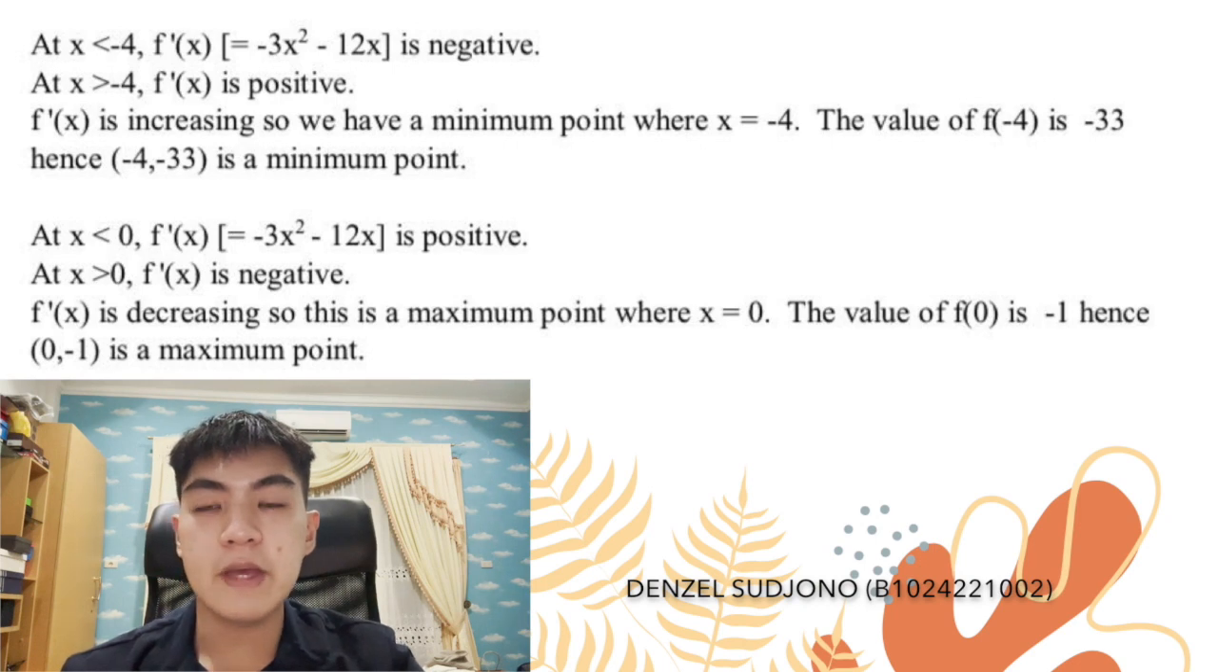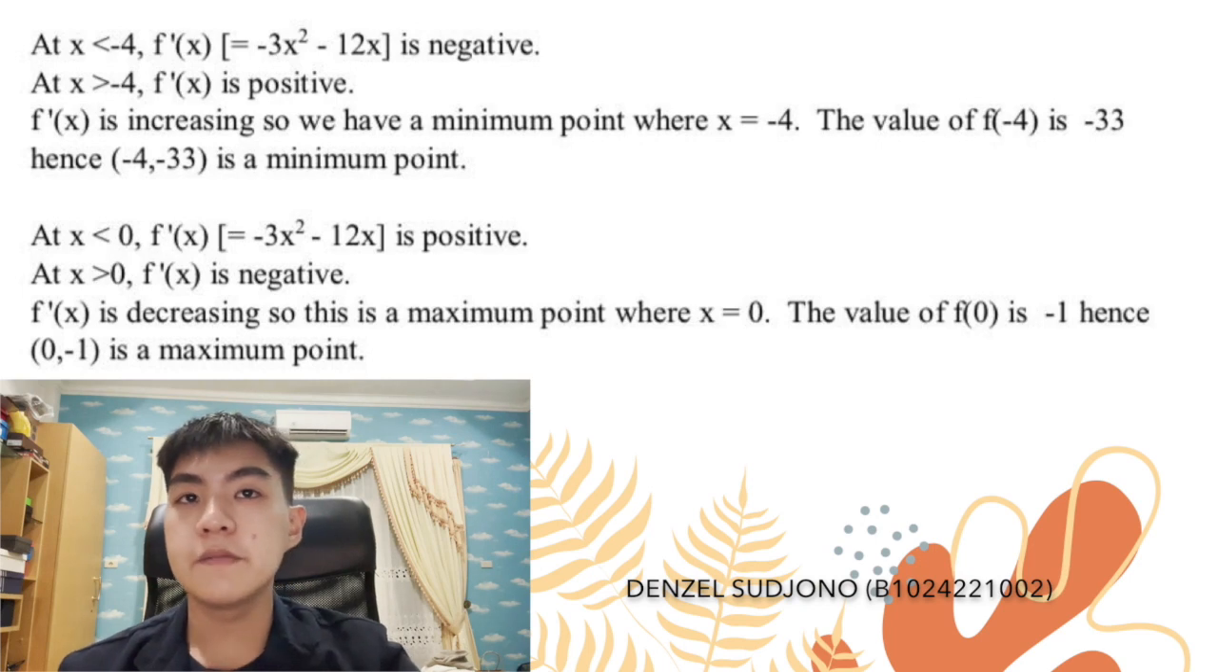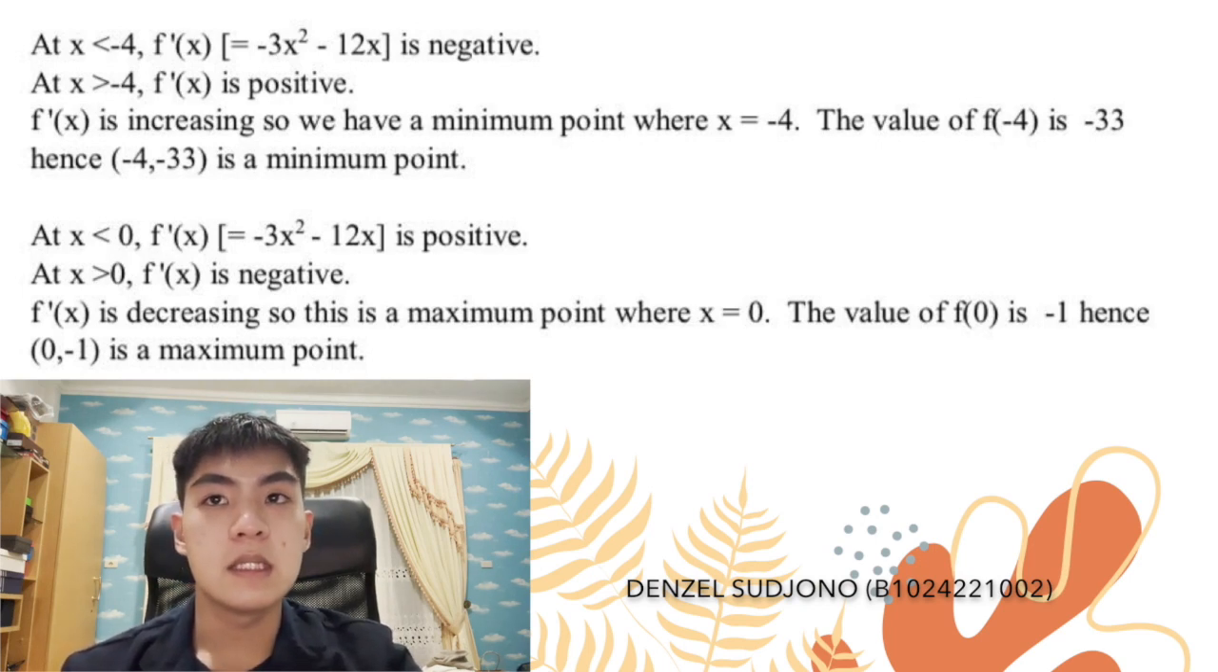At the values of x less than 0, the value of the first derivative is positive. And at the values of x more than 0, the value of the first derivative is negative. So the first derivative is decreasing, so this is a maximum point where x equals 0. The value of the function at 0 is -1. Hence, the maximum point will be (0, -1).